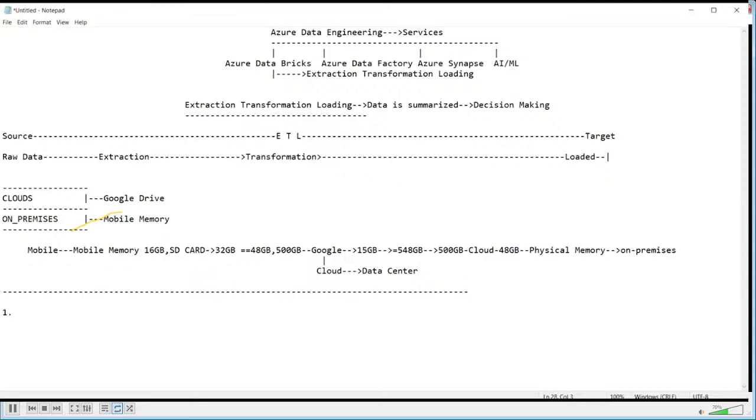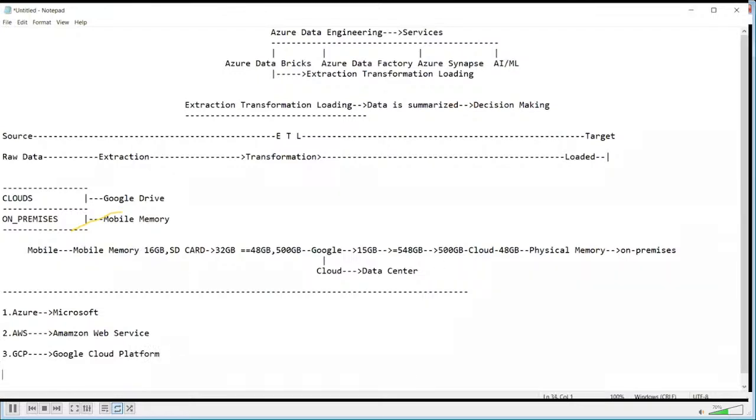The first one is Azure, a cloud provider from Microsoft. Microsoft markets its cloud product under the name Azure. The next provider is Amazon, AWS, which stands for Amazon Web Services. The third one is GCP, which stands for Google Cloud Platform.